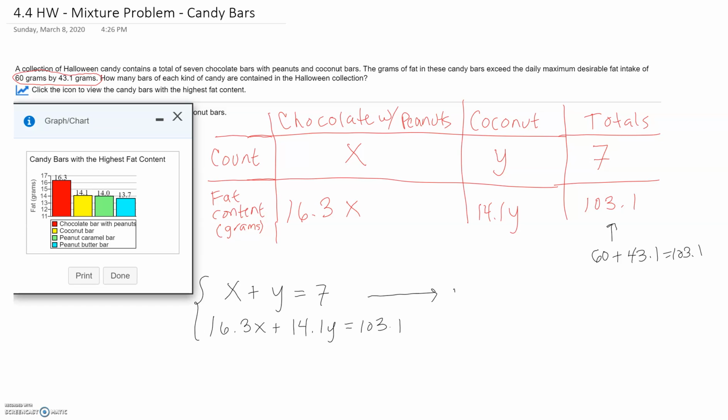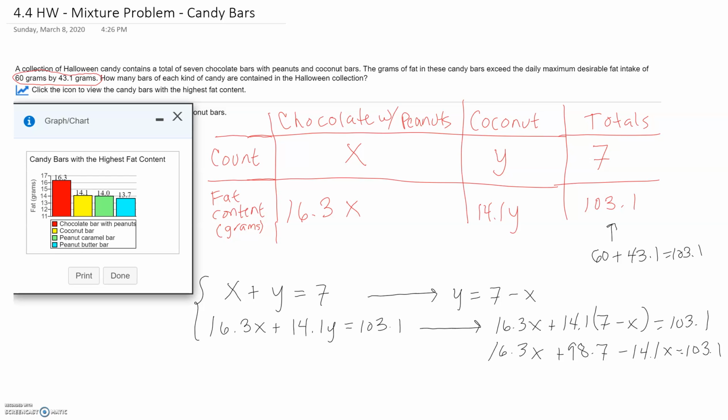We can say y equals 7 minus x, and then we can plug that into the second equation, so 16.3x plus 14.1 times (7 minus x) is 103.1. Distribute here: 16.3x plus, and we could either use the calculator or multiply that out, that ends up being 98.7 minus 14.1x equals 103.1.